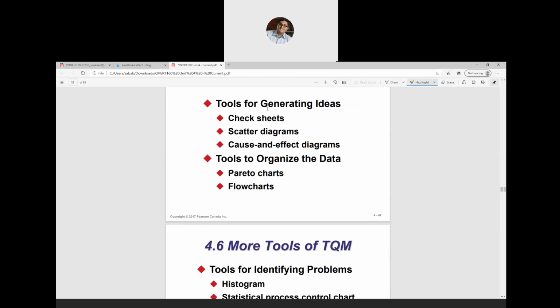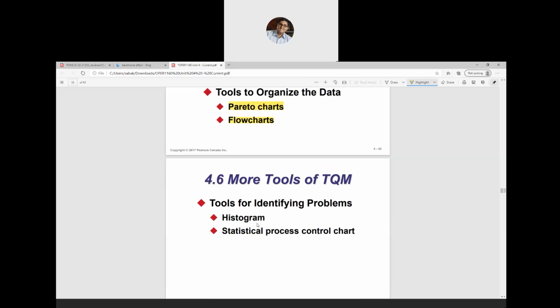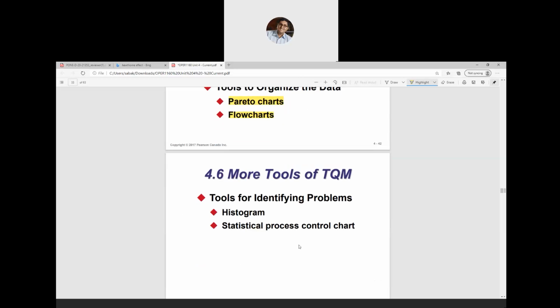So in this course, we will be focusing mostly on the cause and effect diagram, which I called a fishbone diagram last week, or a 4M analysis. And for organizing the data, you have your Pareto charts as well as your flow charts or process maps. In the last week, we have seen the process maps. And for the tools for identifying problems, you have your histogram and statistical process control. We are not studying these techniques in detail, so let's quickly go through some of the things.